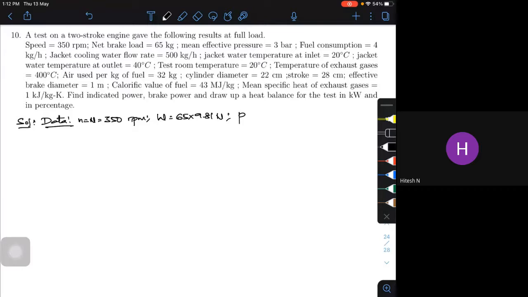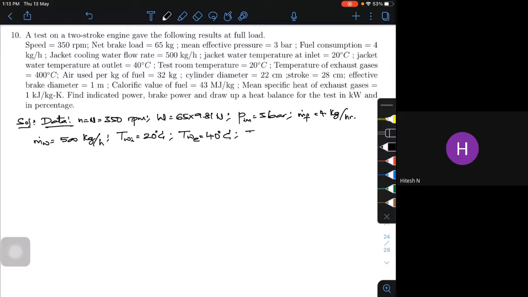Then the mean effective pressure, PM, is equal to 3 bar. Fuel consumption, that is mass of fuel, is 4 kg per hour. Then mass of water is 500 kg per hour. Water inlet temperature, TWI, is 20 degrees Celsius. Water exit temperature, TWE, is 40 degrees Celsius. So the water delta T is 40 minus 20, which is 20 degrees Celsius.